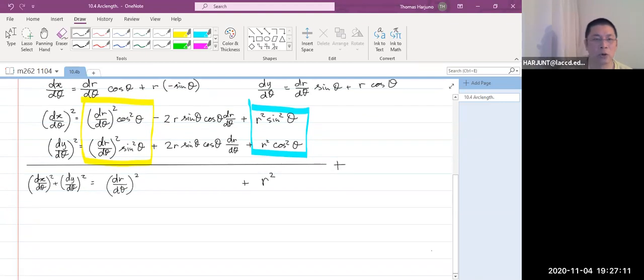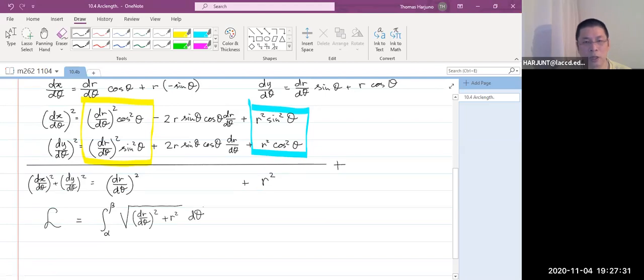Okay, so my formula for arc length originally now becomes the integral from alpha to beta for the angles, square root of dr d theta squared plus r squared d theta. That's the new formula.